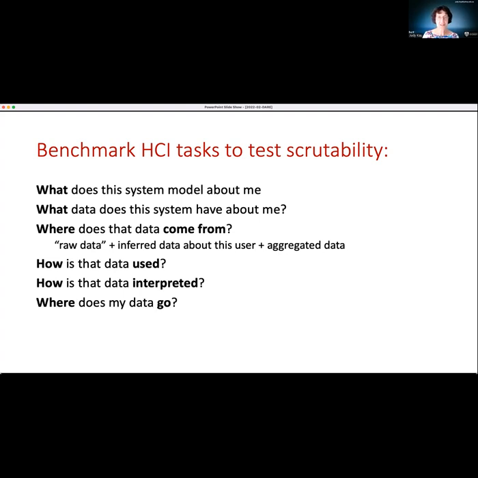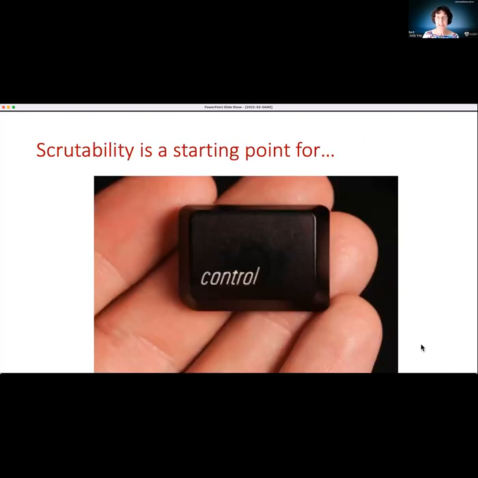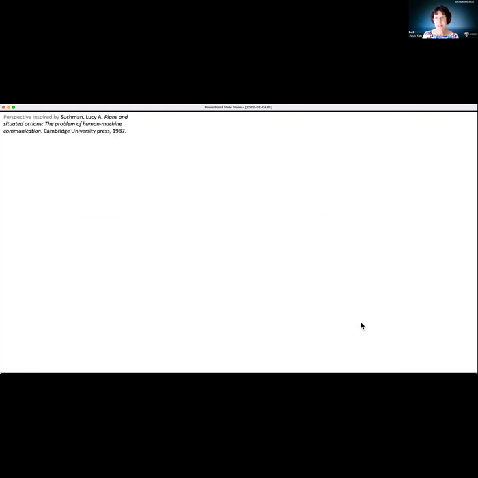Also very important, of course, where does my data go? Is it sent off somewhere else? And there's a recent paper that Bob Kummerfeld and I wrote about the idea of thinking about these things in an educational context. But above all, scrutability is a starting point for control. How can you easily say that you understand and control your data if you don't understand it first? So why does it matter?